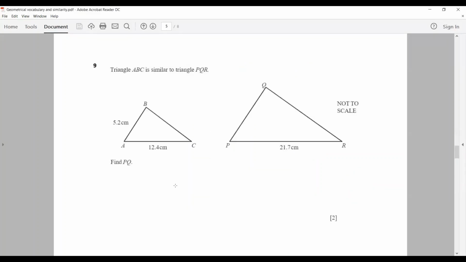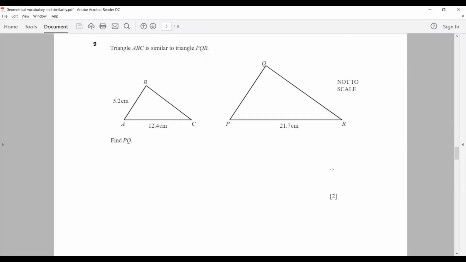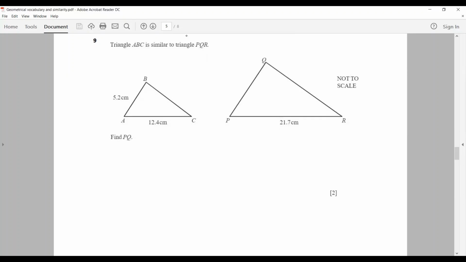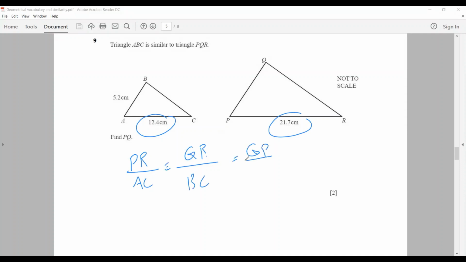Moving on to question number 9. We have triangle ABC, which is similar to triangle PQR. So they say find PQ. Okay, similarity means there is a constant ratio between the corresponding sides. PR over AC is equal to QR over BC, and this is also equal to QP over AB. Okay, you should know that. That's what similarity means. However, we don't need all these values.